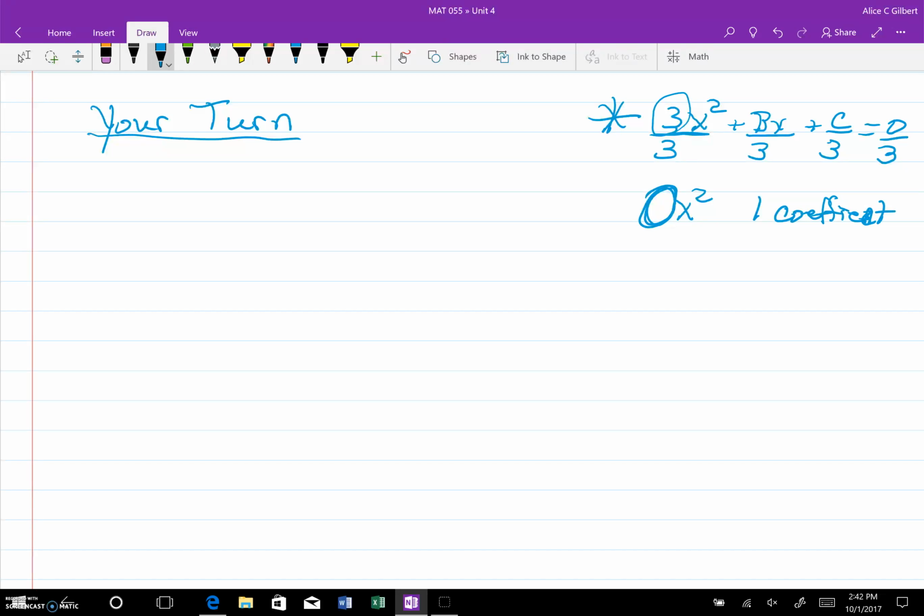All right, so here's yours. 3t squared plus 6t plus 10 equals 0. Now, you go ahead and try this, see how you do, bring it to class, work with your classmates, but ultimately you need to show it to me and see if you end up with the correct answer. Have fun.